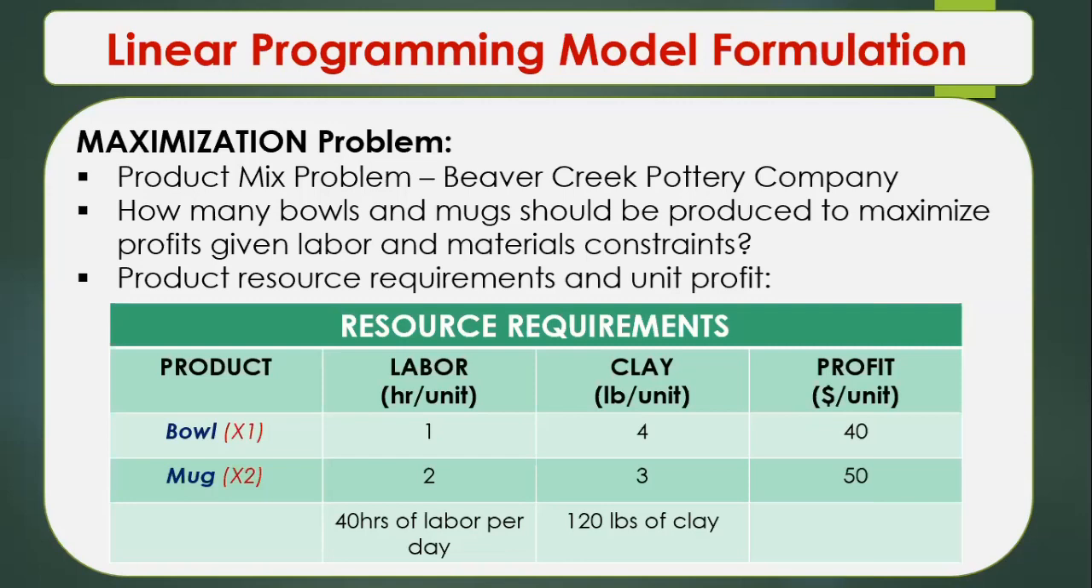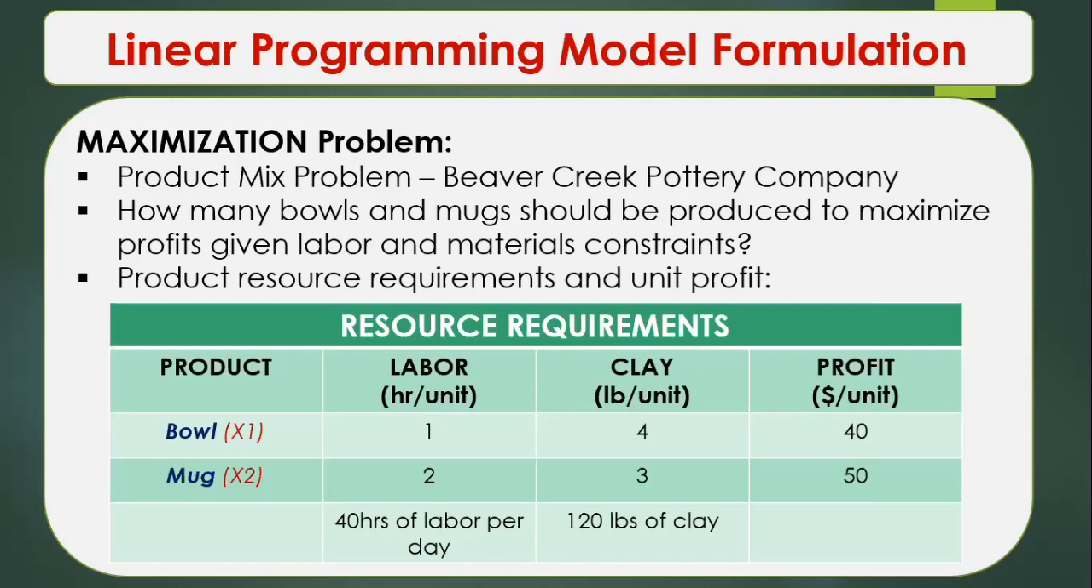Now, as you can see in the first column, in our product column, we have 2 products. As you can see in our problem, we have our bowls and we have our mugs. So we have product 1 and product 2. In terms of bowl, the resource requirement in terms of labor would be 1 hour per unit, so per bowl will be manufactured in an hour. In terms of clay, we're going to need 4 pounds per bowl, and the profit of a bowl is $40 per bowl.